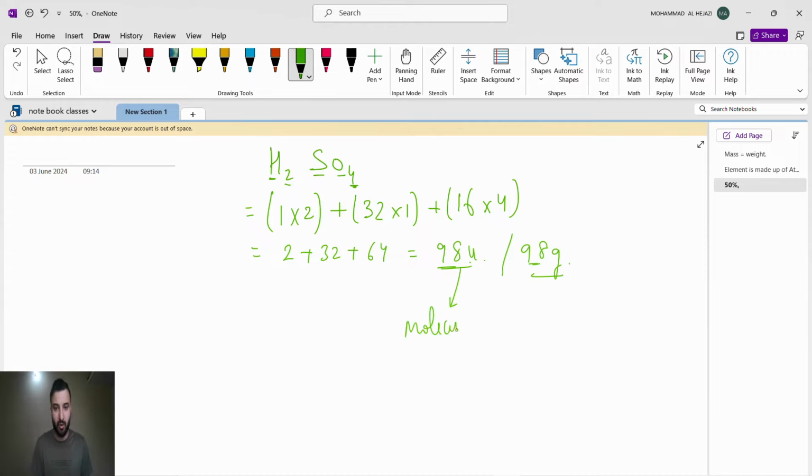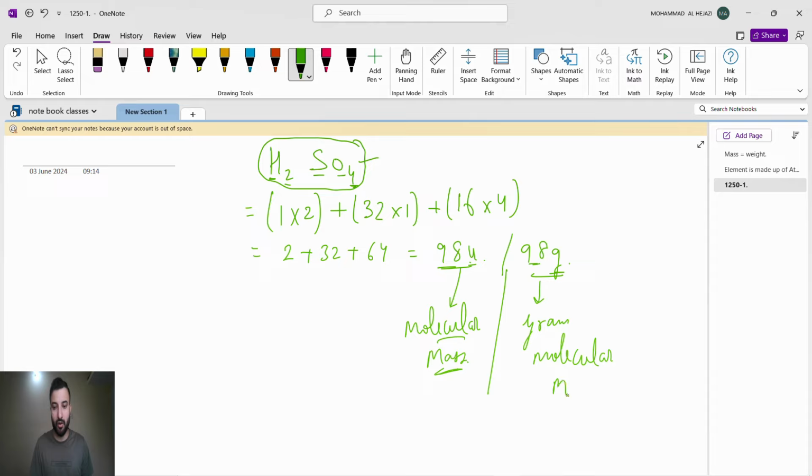This is for molecular mass, because H2SO4 is a compound, right? And a compound is made up of molecules, so this is a molecular mass. Molecular mass is only molecular mass, so its unit is U. This is gram, so it is a gram molecular mass. Gram molecular mass means molecular mass expressed in gram. So the concept is clear, and you know how to find this because we did it in the last video.